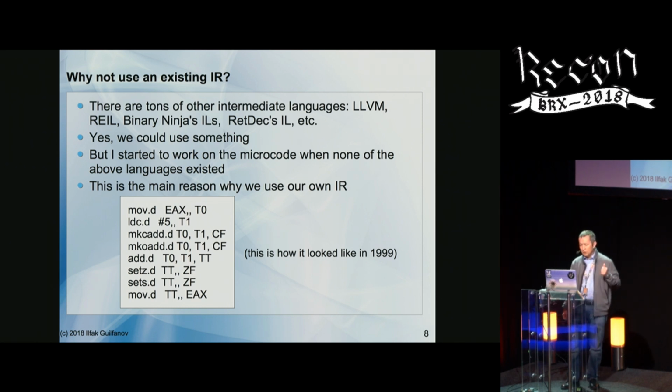This slide shows how initially, let's say around '99, the microcode looked like this. You see that we have simple instructions like move, LDC stays for load constant, and suffix D means that the instruction works with double words. But currently, the microcode does not look like this. It evolved.